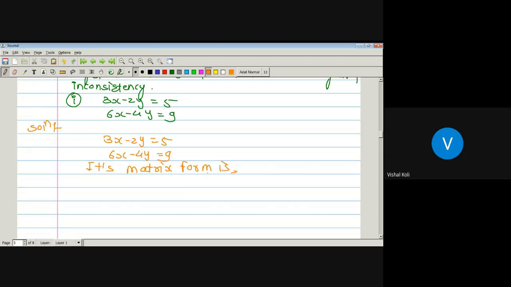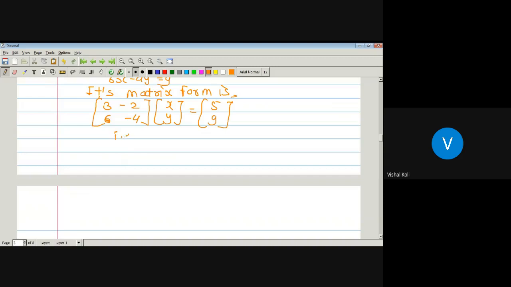Its matrix form is this one: 3 minus 2, 6 minus of 4, into x, y, which is equal to 5, 9. That is AX is equal to B, where A is equal to this one: 3 minus of 2, 6 minus 4. Capital X is a matrix having elements x, y, and B is a matrix whose elements are 5, 9.